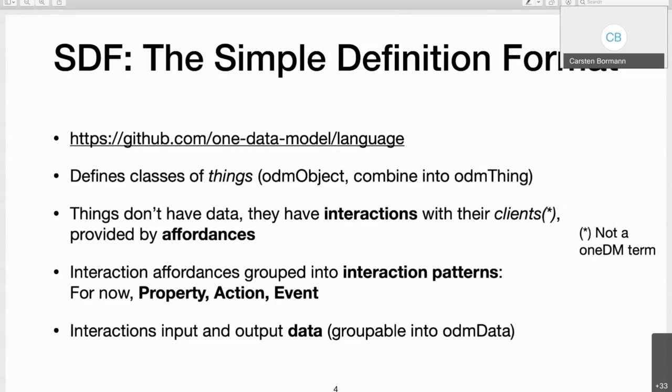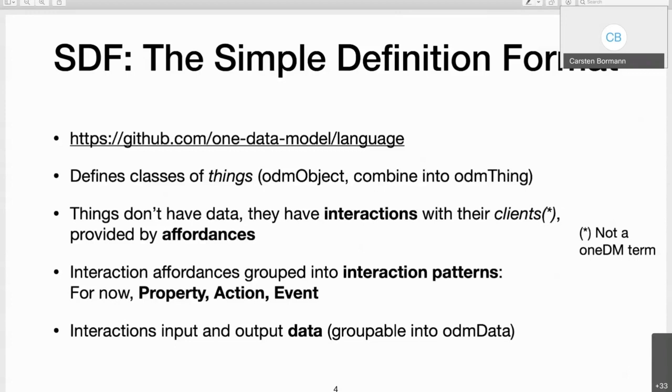So IoT things don't have data, so it's a bit weird to talk about common data models for IoT things. Things have interactions with their peers, and I'm going to use the word clients here. That's not a OneDM term because it sounds like client server, and we are going beyond that. But bear with me for these slides that I call the guys who are not the things clients. So those things offer interactions that can be done, and we call them affordances. You saw on Ege's slides, and it's kind of popular to group affordances into interaction patterns. So right now we are talking about property, action, and event patterns, and I'm going to go into those later.